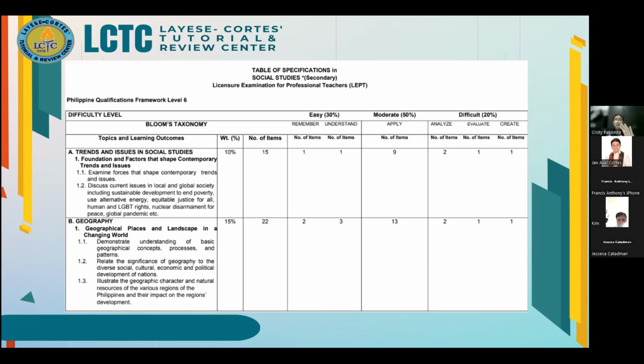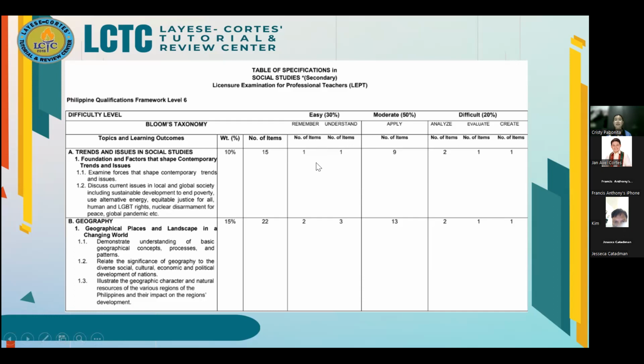Okay, kay dili baya equal ang percentage sa every component. Naagi component diri nga bugat, okay, or mas gihatagan og importansya sa PRC. So here in the first component, which is the trends and issues in social studies, it is just composed of 10%, okay, of the total percentage out of 100, and the 10% is equivalent to 15 number of items. So there are only 15 items that is under trends and issues in social studies.